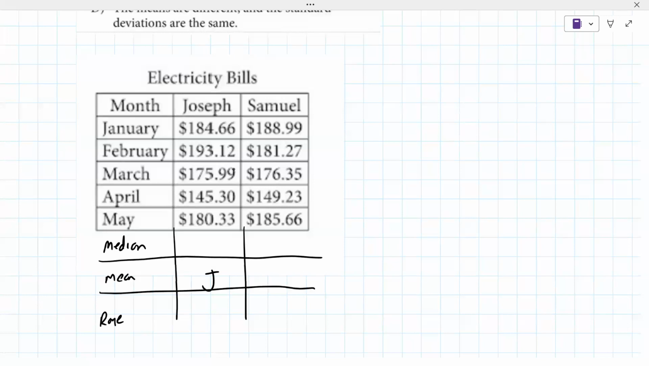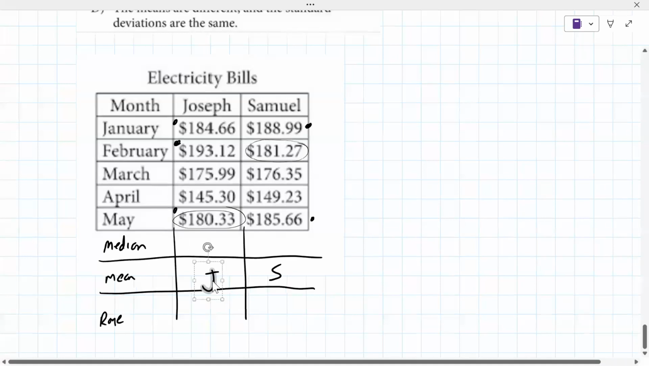So because I got confused on this too. So the largest, that's the 181 is the largest one for Samuel. This one is 193, 184, 180. So I have the median being larger for Samuel. 181 compared to 180.33.